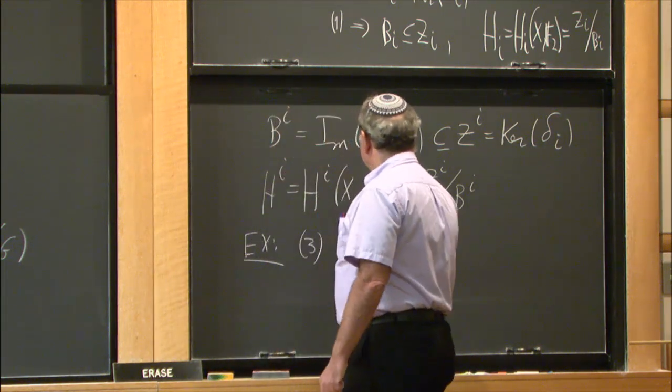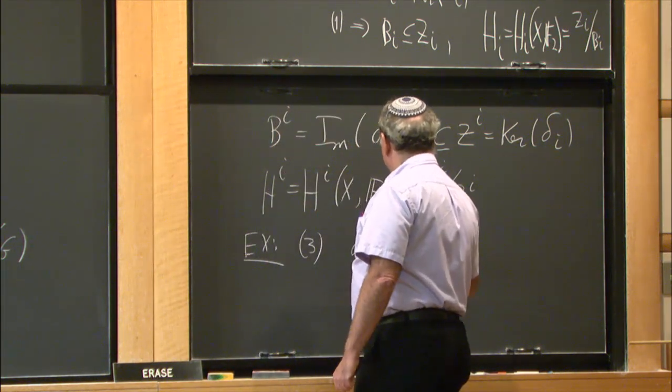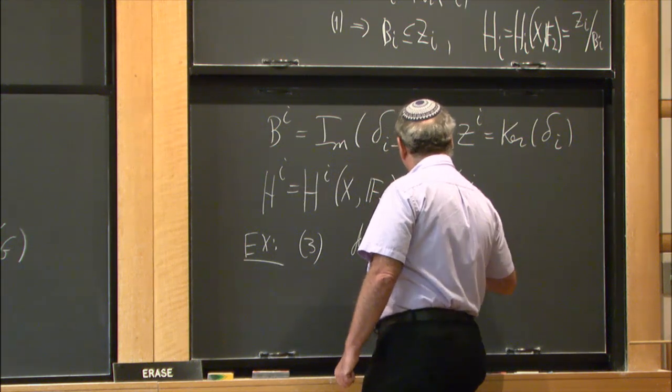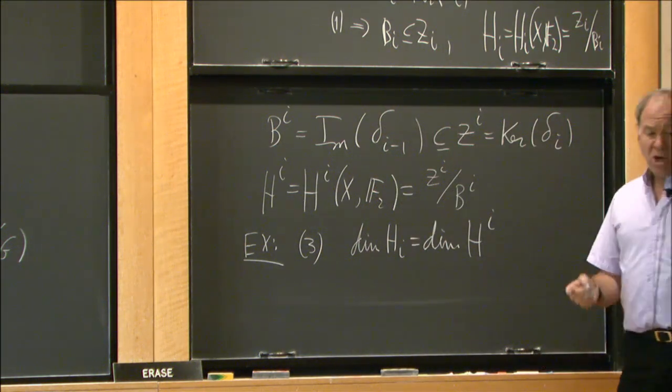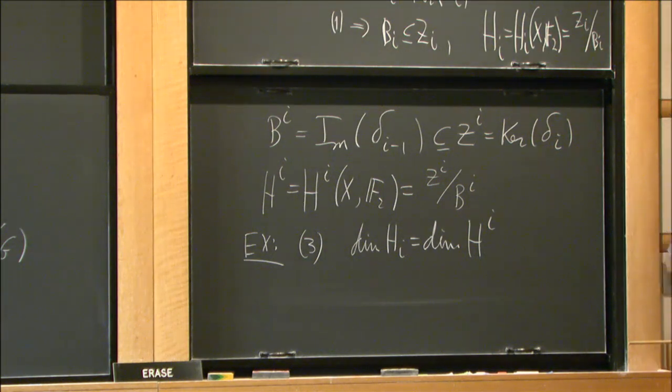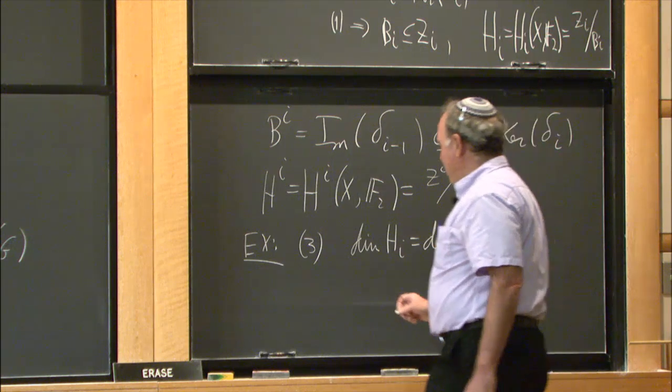One is that the dimension of H^i is equal to the dimension of H_i. This is a general fact about homology and cohomology over fields. One can really identify them. If you think about it, this is more difficult than the previous exercise, but it's still linear algebra, first year undergraduate level. You have to think about it for a second, kind of play the game.